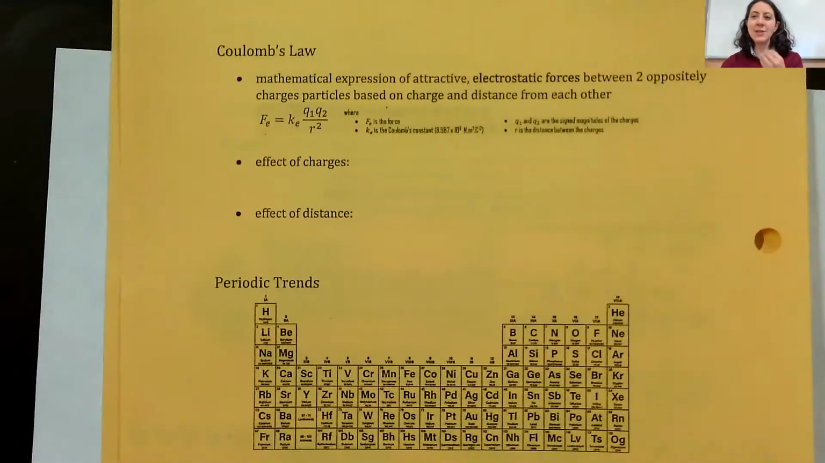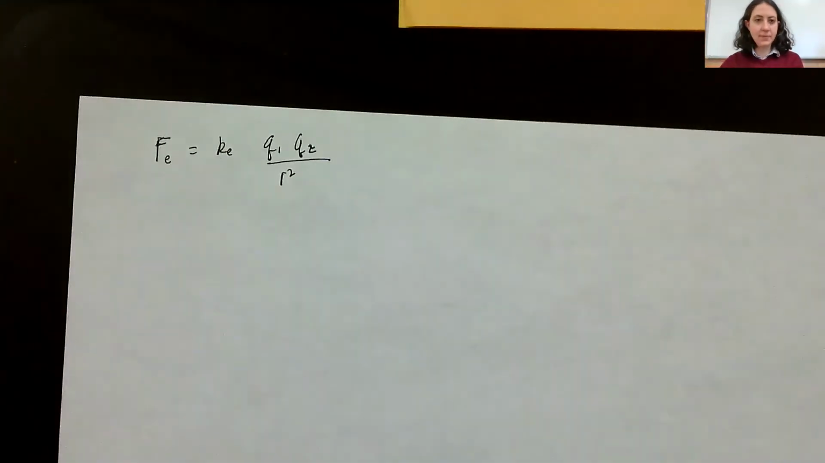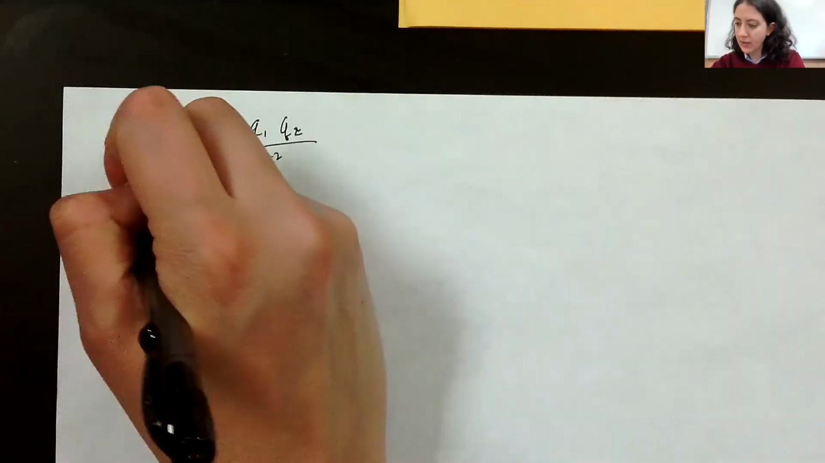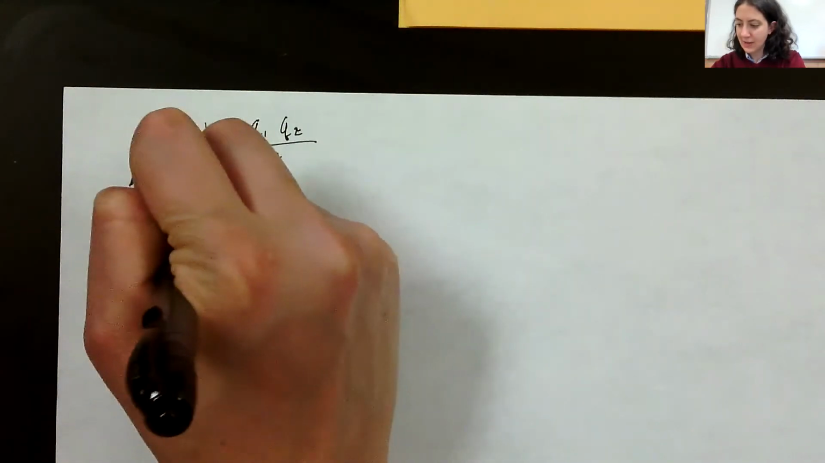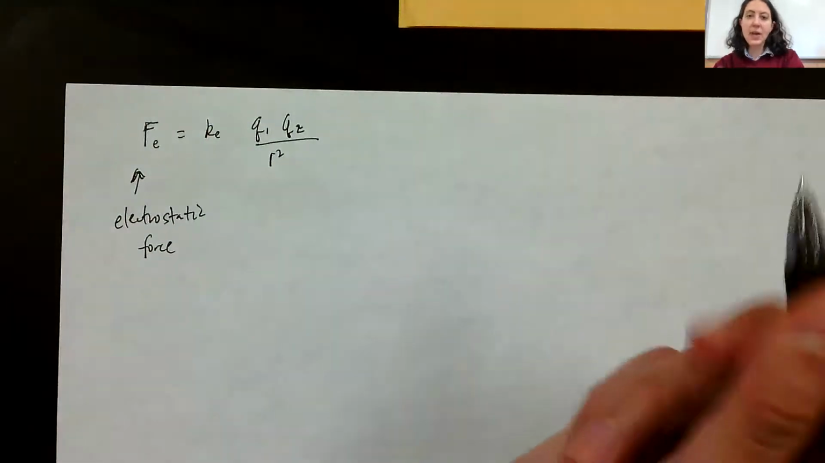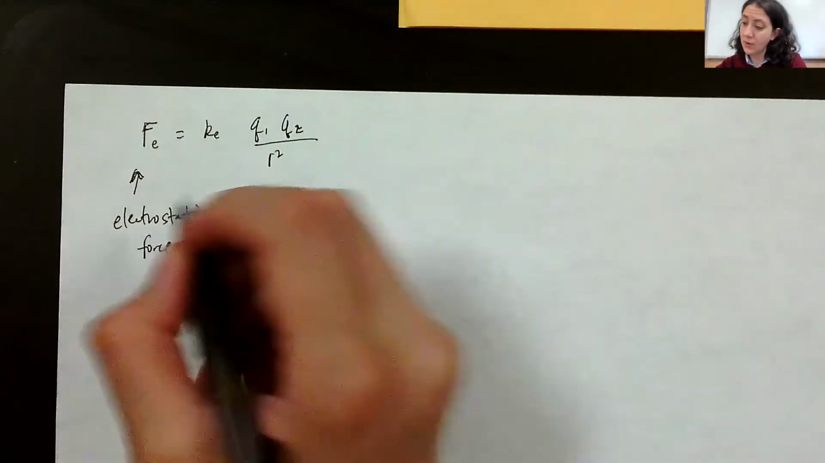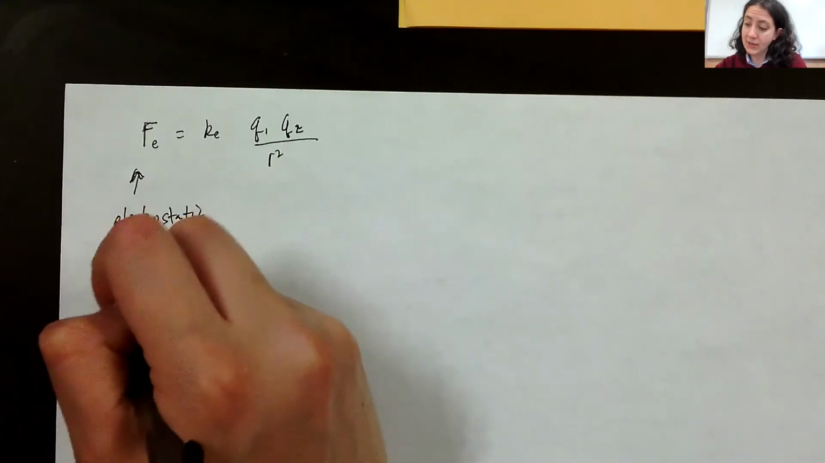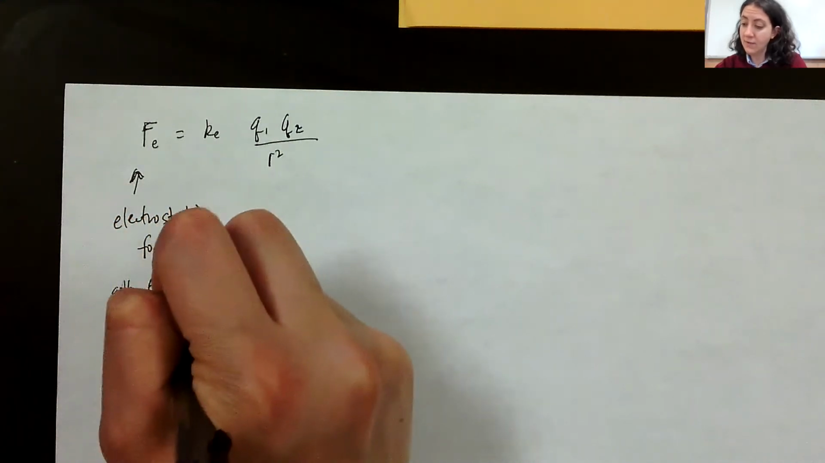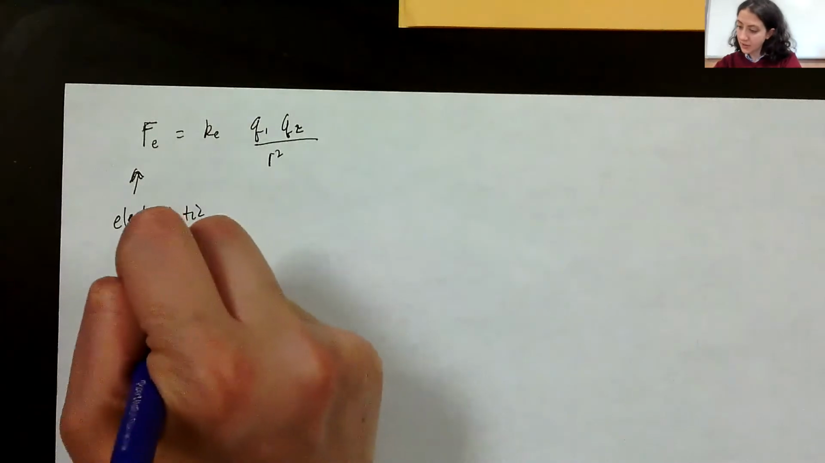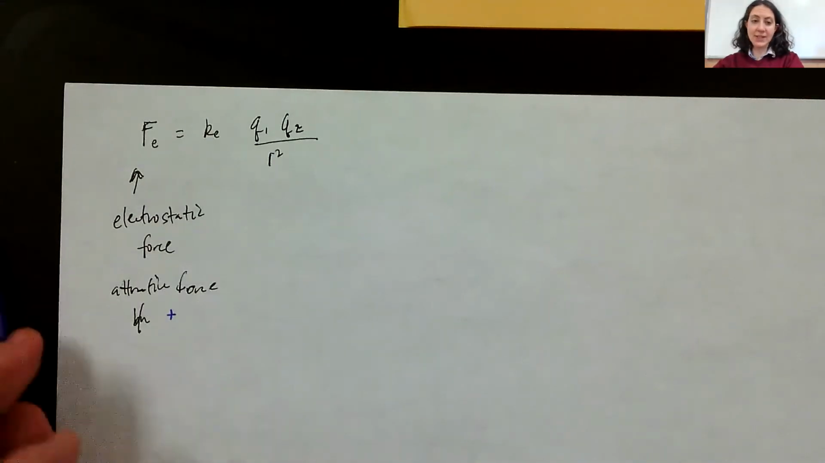We want to understand what this tells us about atoms. So Coulomb's law is this equation, and I'm going to walk you through it real quick. F here stands for electrostatic force. And electrostatic force is the force of attraction between a positive and a negatively charged particle. So this is the attractive force between something that's positively charged and something that's negatively charged.